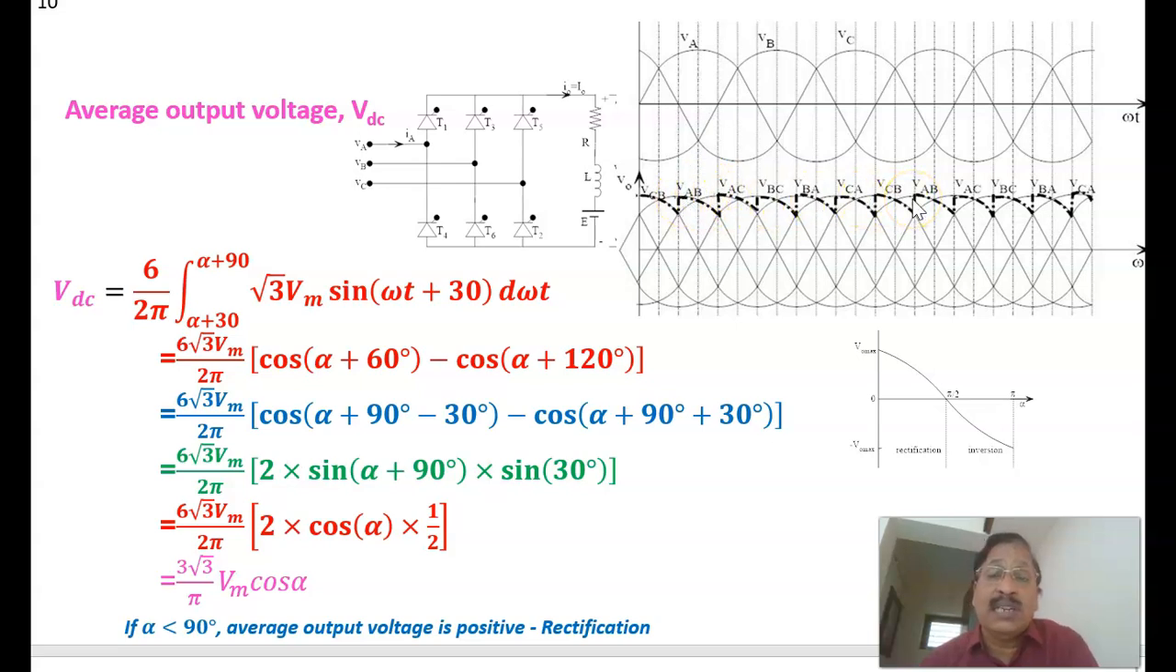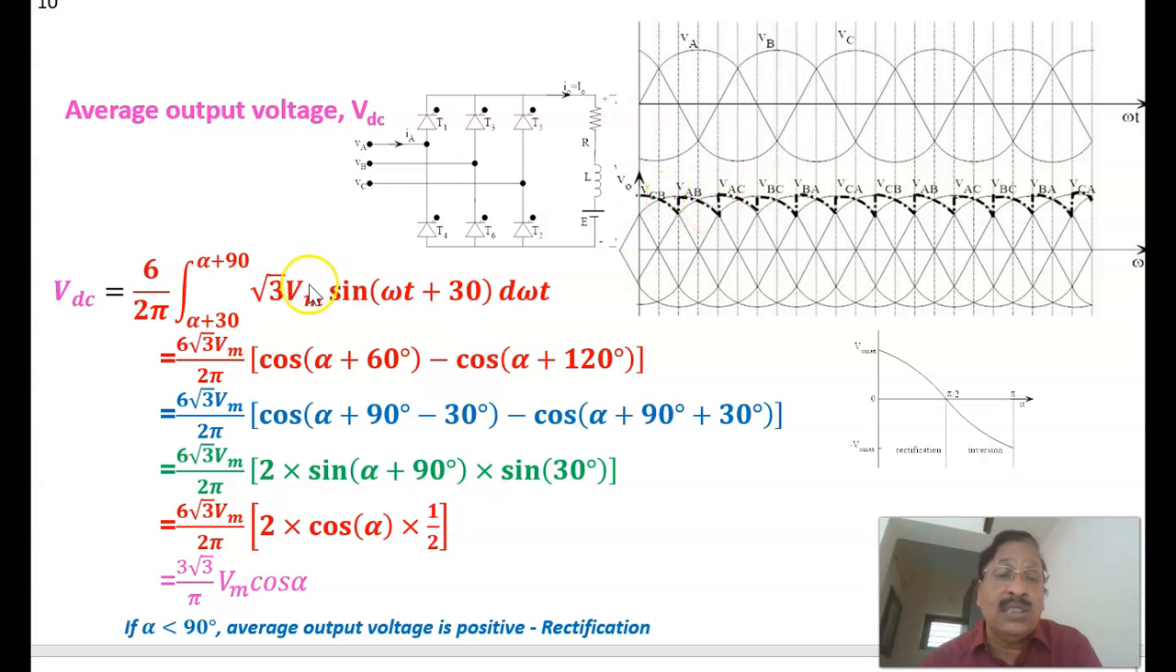That is called a 6 pulse converter. In order to calculate that, we calculate this area 1, then multiply by 6, and divide by 2 pi radians. Therefore, 6 by 2 pi integral, from alpha plus 30 degrees until alpha plus 30 plus 60, or alpha plus 90. Therefore, the line voltage is coming here.